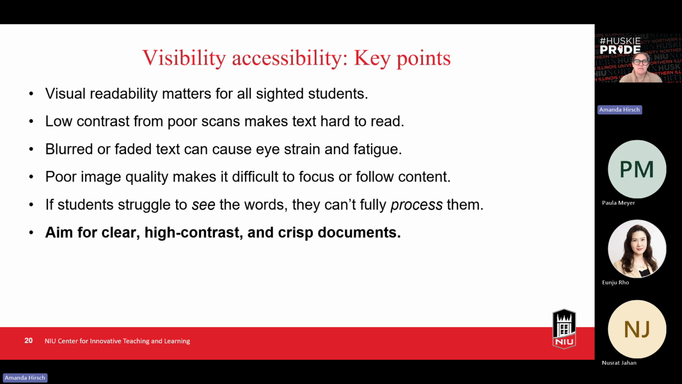So for example, a gray scan of an off-white background or dark text on a darkened page can be really difficult to read. And that's also challenging for students with low vision, or students with dyslexia, or students with visual processing differences. Blurred, faded, or skewed text can introduce cognitive load. So students are having to expend energy trying to decode words instead of understanding the meaning.